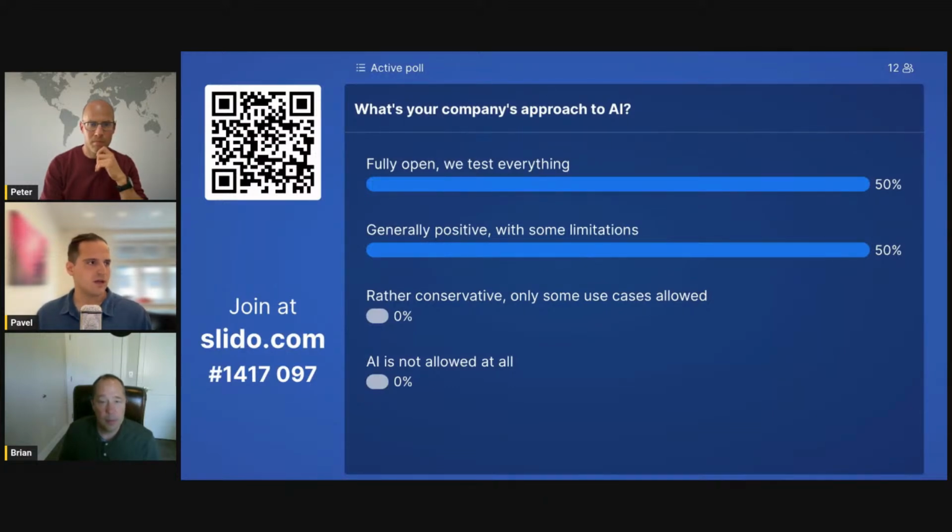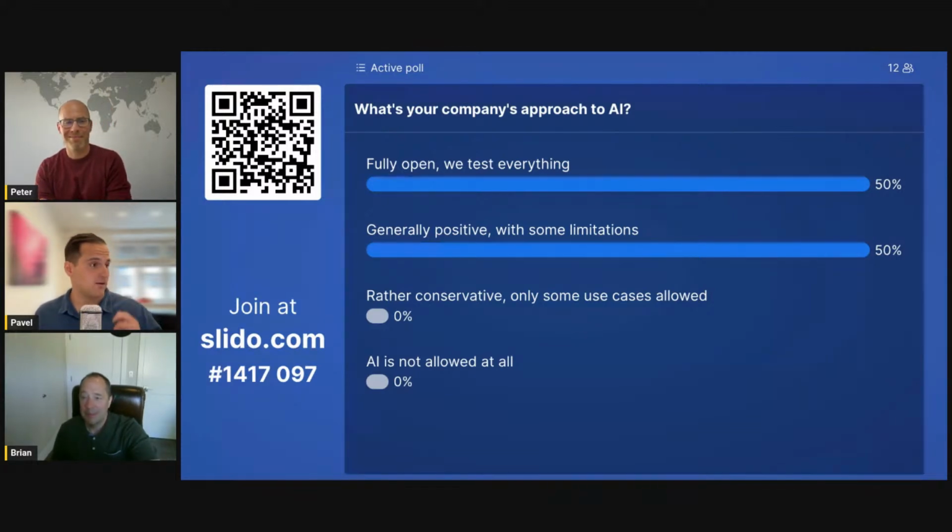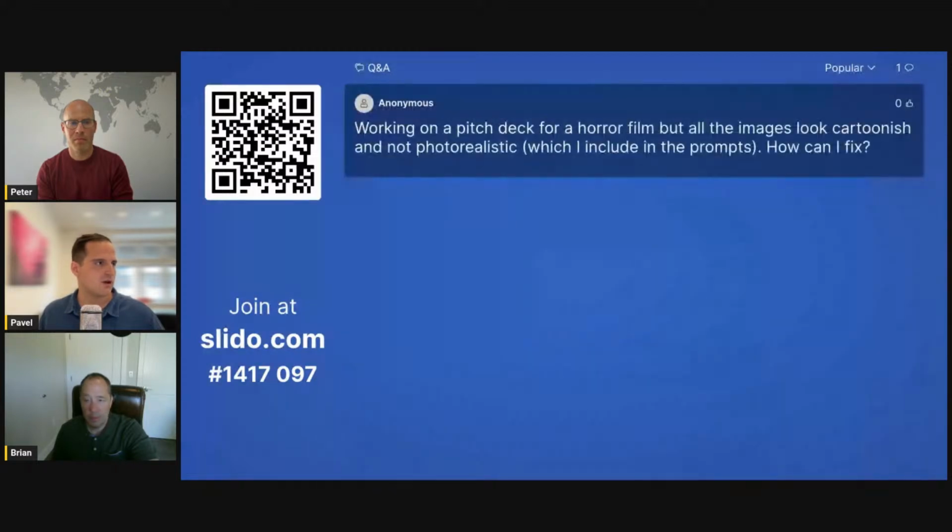Okay, cool. So yeah, it looks like basically everyone is testing something, which isn't a surprise since this is an AI webinar. But it looks like 50-50, fully open or generally positive with some natural limitations. So sounds good. Cool. We have one question from the audience. Working on a pitch deck for a horror film, but all the images look cartoonish and not photorealistic, which I include in the prompts. How can I fix this? Which of you would like to take this one?